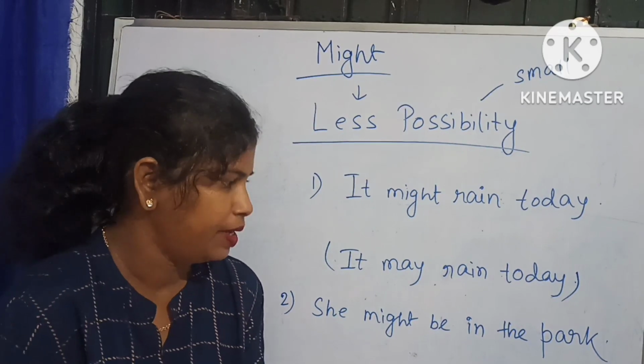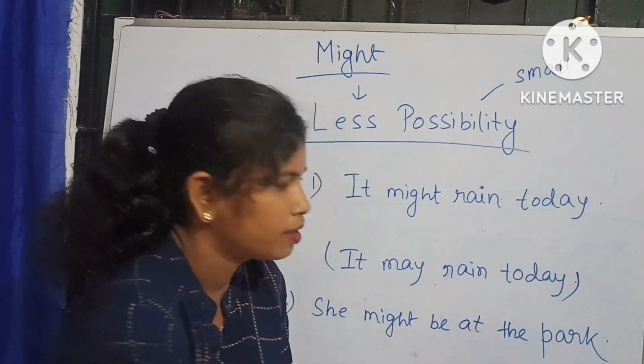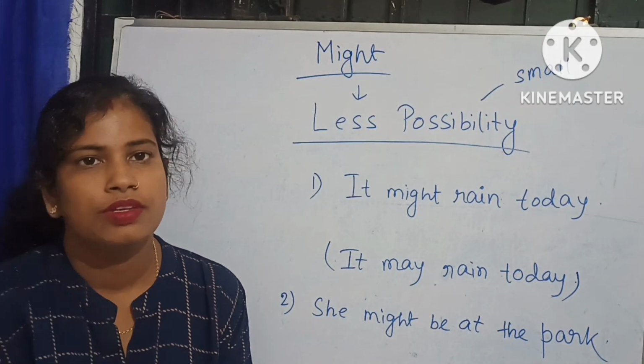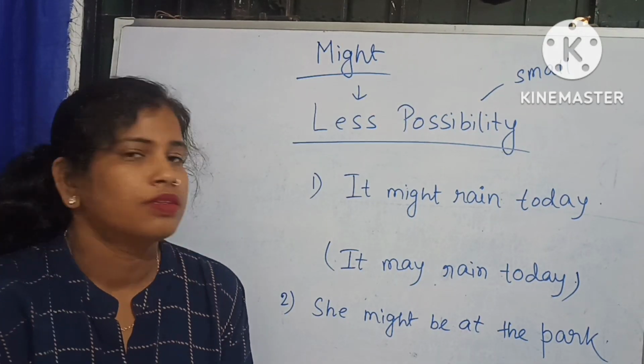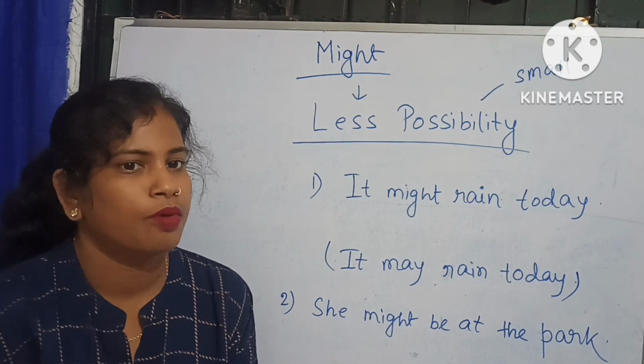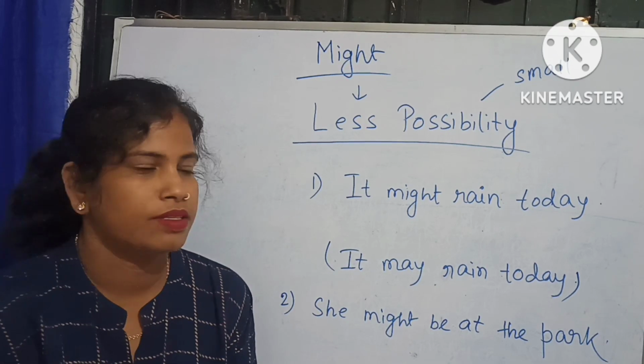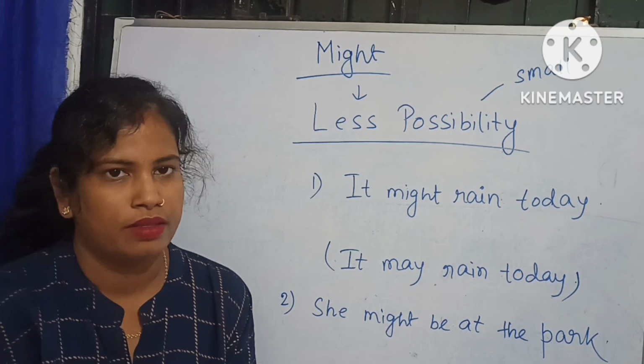Look at another sentence. She might be at the park. Again, you are not sure. Again, you are saying of possibilities of her being at the park. There are small chances of her being at the park.